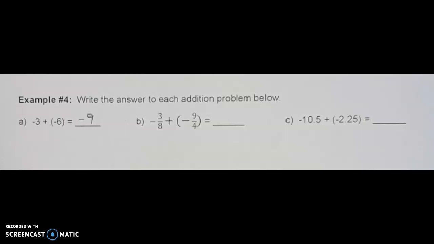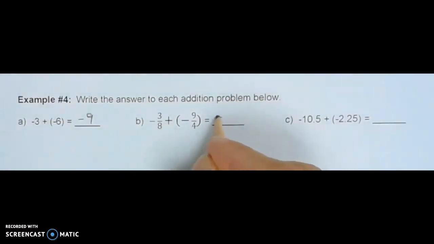In example B, we have negative 3/8 plus negative 9/4. Since I'm adding negatives, I know my answer will be negative, so let's get that out of the way first. And now we need to remember about adding fractions. In order to add fractions, you have to have the same denominator. Here they're different, so we have to figure out a common denominator for eighths and fourths.